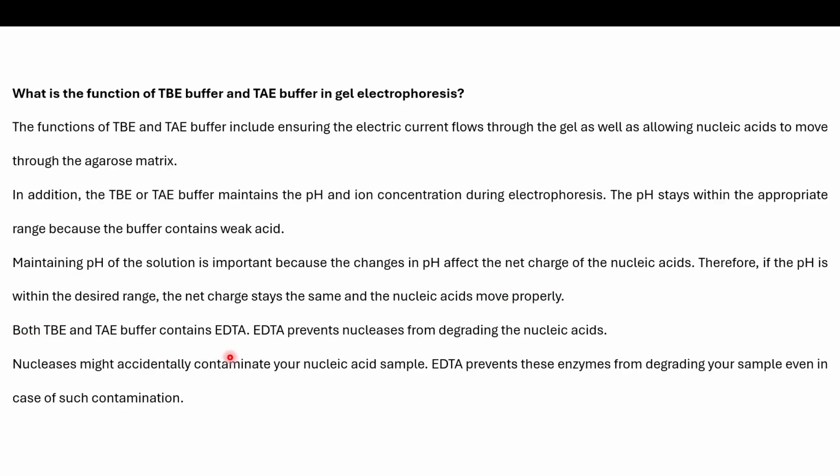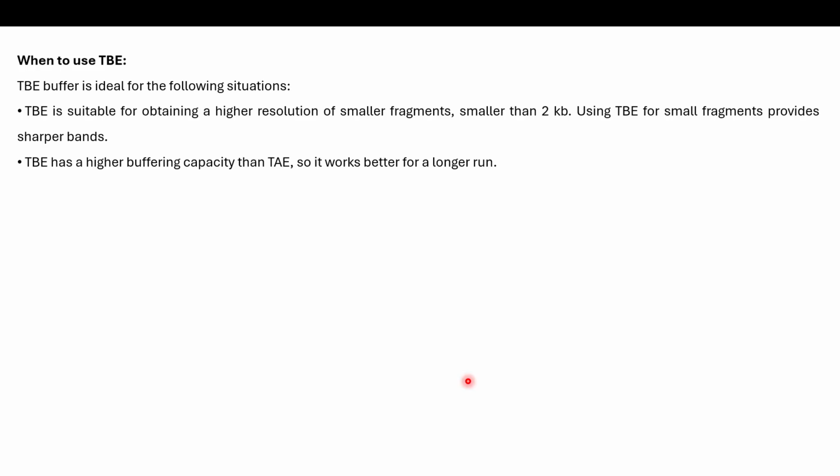Both TBE and TAE contain EDTA. EDTA prevents nucleases from degrading the nucleic acids. Nucleases might sometimes accidentally contaminate your nucleic acid samples, and hence EDTA is the savior in those conditions.